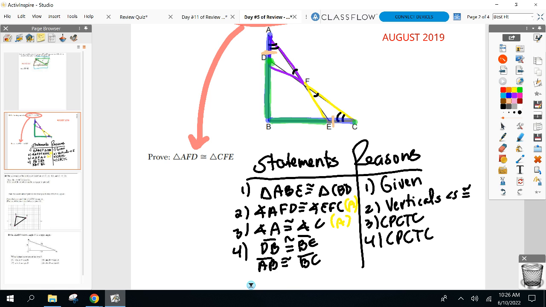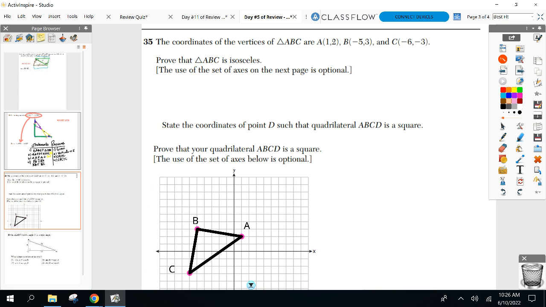Questions from you guys? All right, so those were two statements, reasons, proofs that involve triangles. Another type of proof that's not statements, reasons that you might see, it's very common, could easily see it in a couple Tuesdays from now, is the ones where we graph them. And we have to use distance, midpoint, slope to prove what they're asking to.